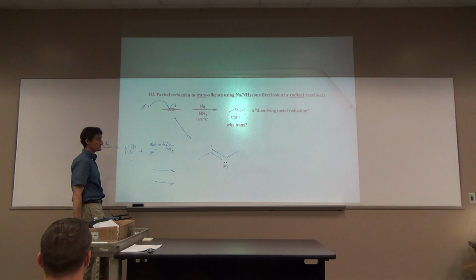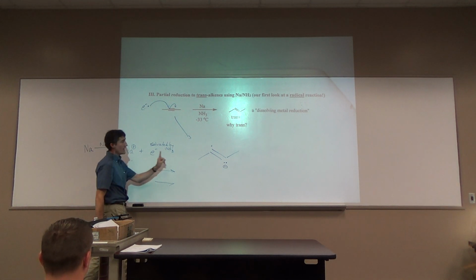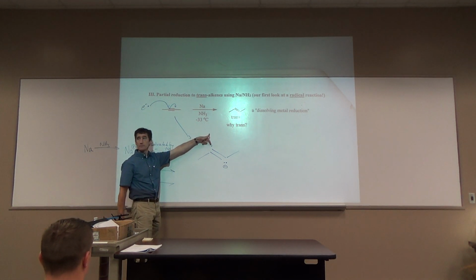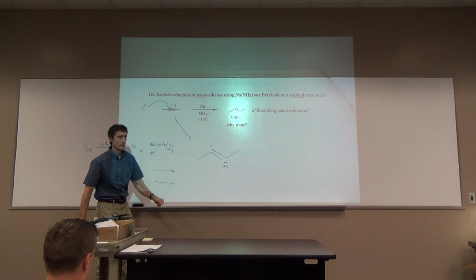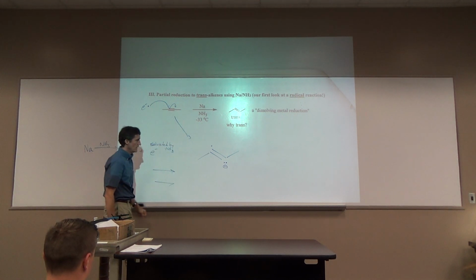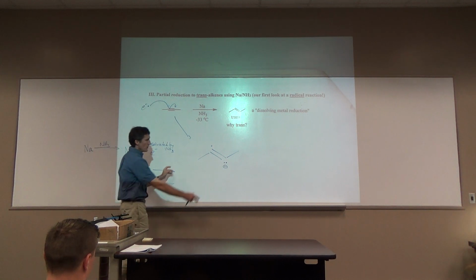There you go. This is a radical. A radical is something with an unpaired electron. We've never seen a radical in this course before, I don't think. I've never shown you one. Everything has had a pair, like a lone pair or a bonding pair. It's a radical. Okay. This is a carbanion.